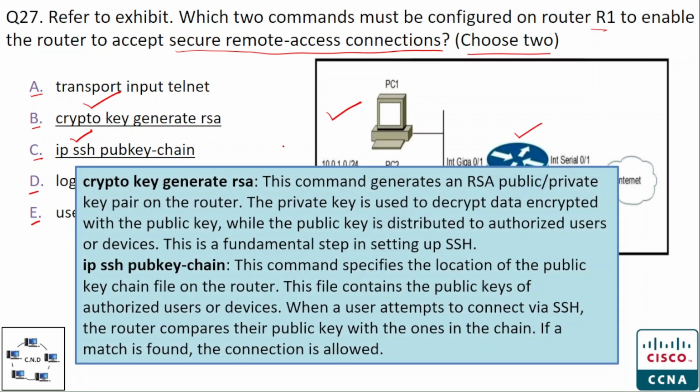And the explanation is that for these two options, crypto key generate RSA generates an RSA public-private key pair on the router. The private key is used to decrypt data encrypted with the public key, while the public key is distributed to authorized users or devices. This is a fundamental step in setting up SSH. ip ssh public key chain specifies the location of the public key chain file on the router. This file contains the public keys of authorized users or devices. When a user attempts to connect via SSH, the router compares their public key with the ones in the chain. If a match is found, the connection is allowed.